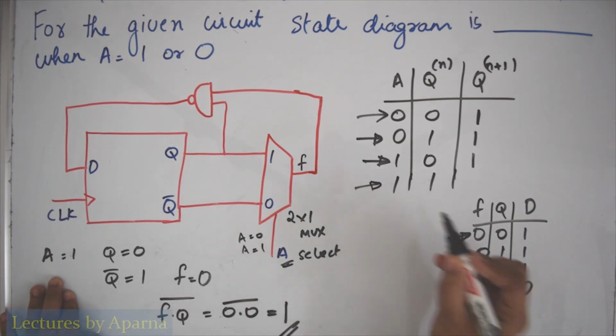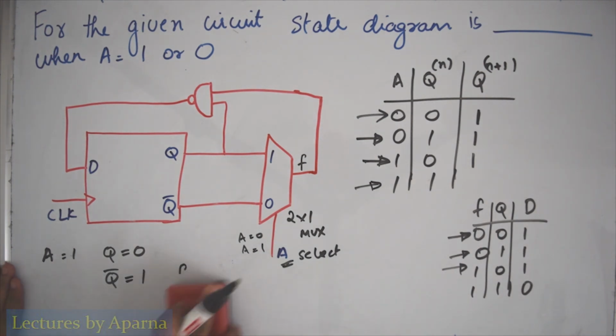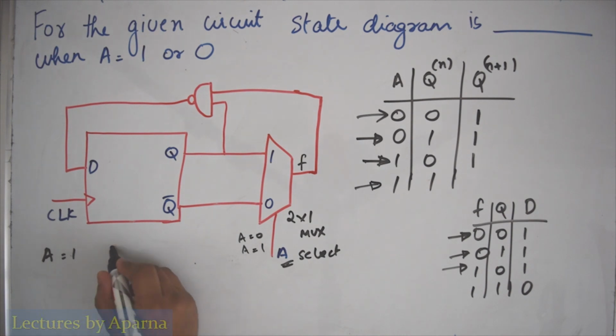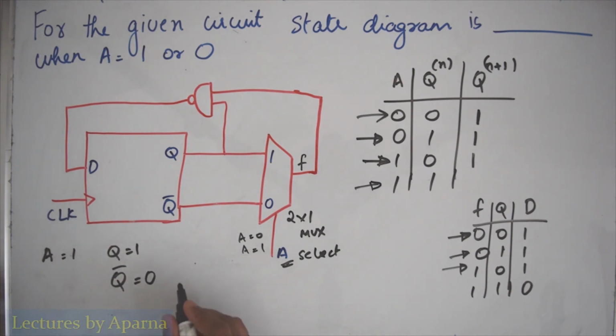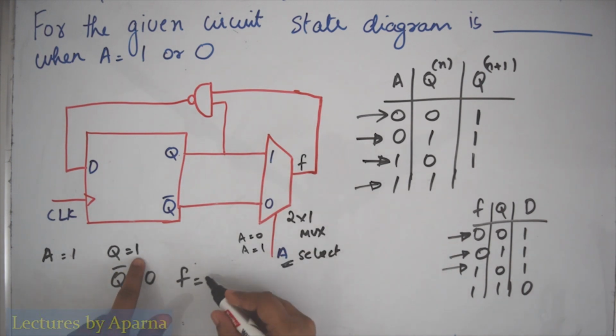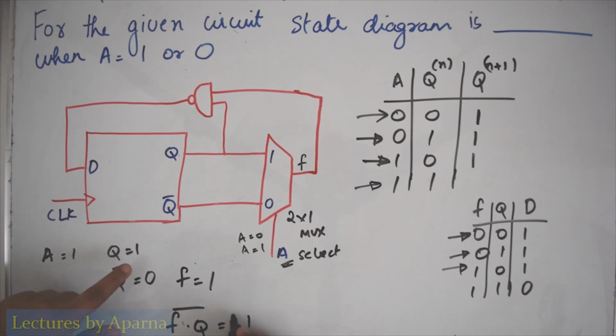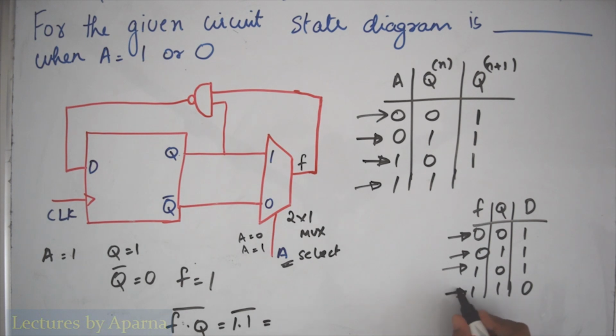Next is A equal to 1 and Q equal to 1. A equal to 1 and Q equal to 1, therefore Q bar will be equal to 0. What will be F? A is 1, so data that is present at Q will appear at F. Q is 1, so this 1 will appear at F. F dot Q, NAND operation 1 dot 1 NAND, which will be 0. So this 0 will be appearing at the output.